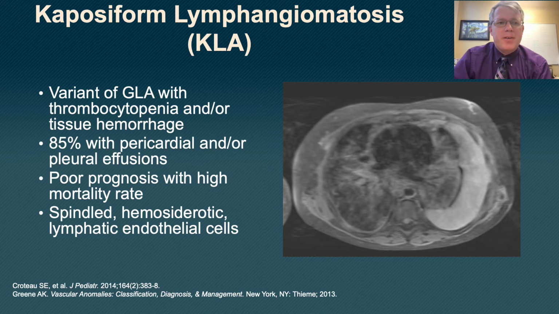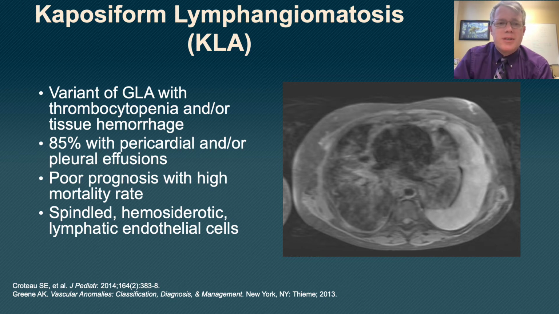And from my perspective, there's a lot of overlap and some similarities with the other disorder, kaposiform lymphangiomatosis, which, as I'm sure has been discussed, is a variant, cousin, unclear relative of generalized lymphatic anomaly, but has the distinct feature of having thrombocytopenia and/or tissue hemorrhage.